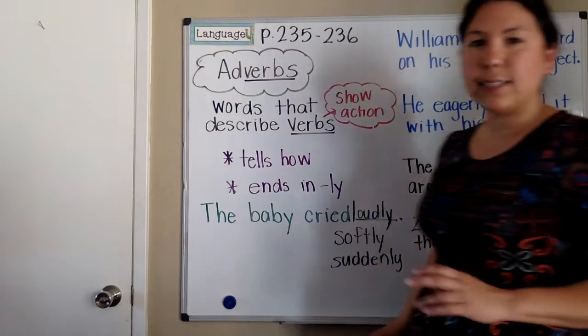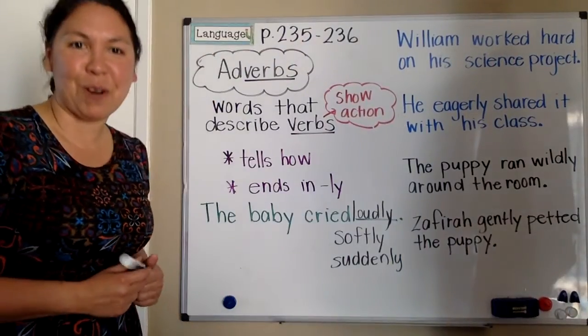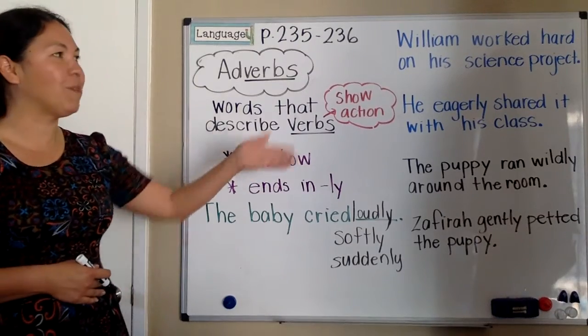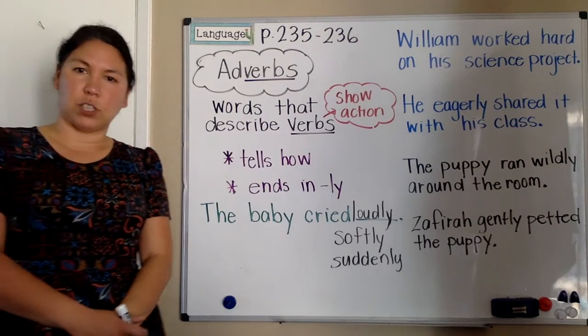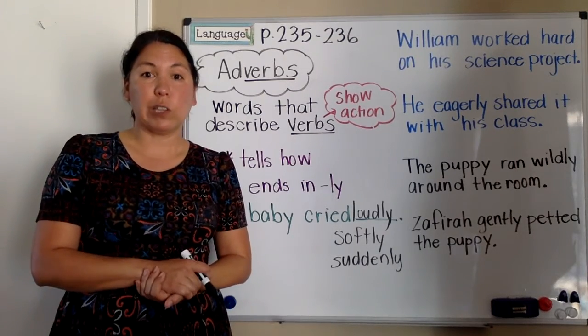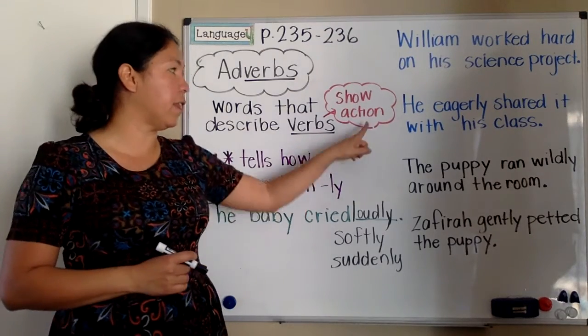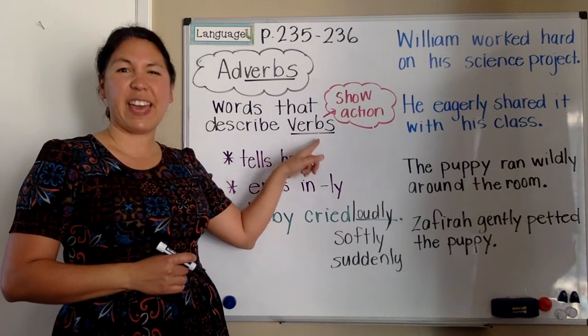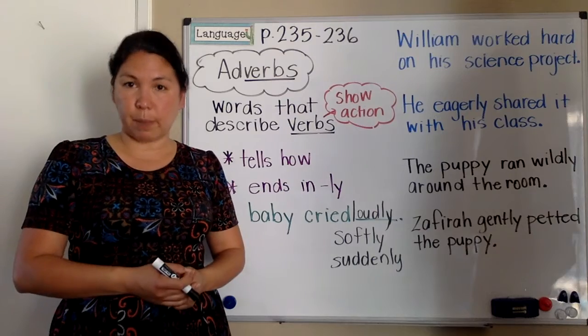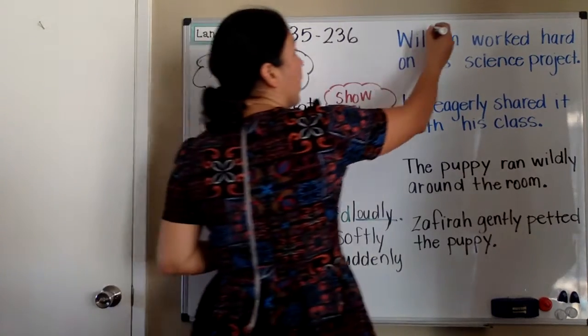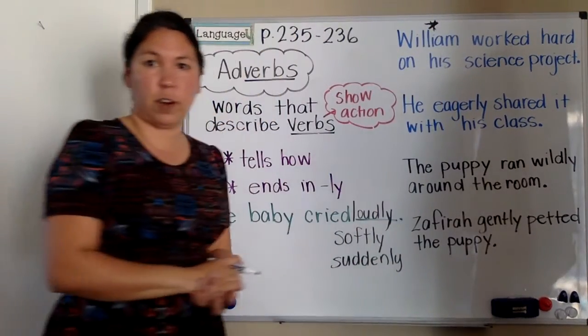All right, so let's look at our sample sentences, and this is a little bit more fun because I put our names in it from the class. So William worked hard on his science project. Now the important thing when we're looking at adverbs is we always want to find the verb first and then ask us how did they do that action. So who's our sentence about? Our sentence is about William. William is the star of our sentence.